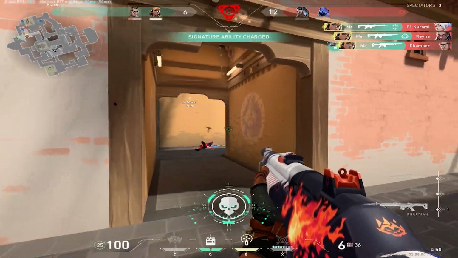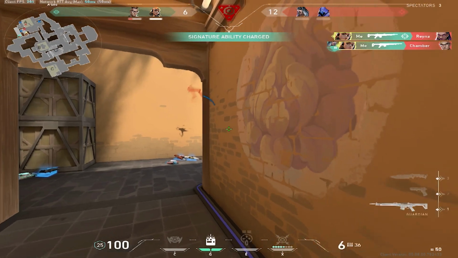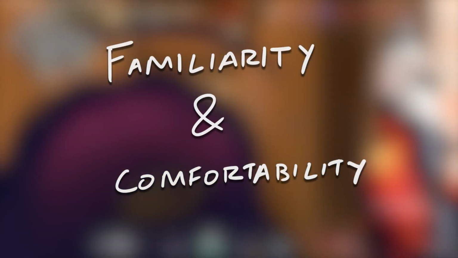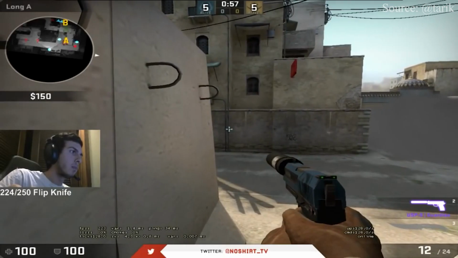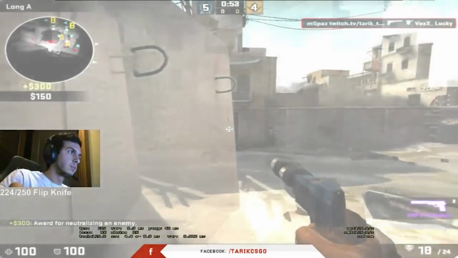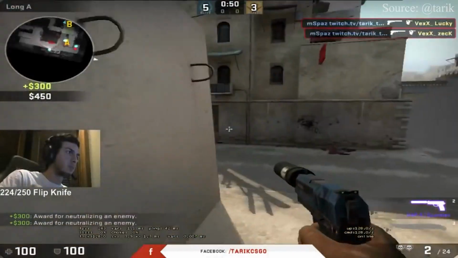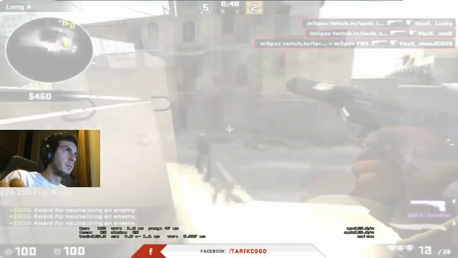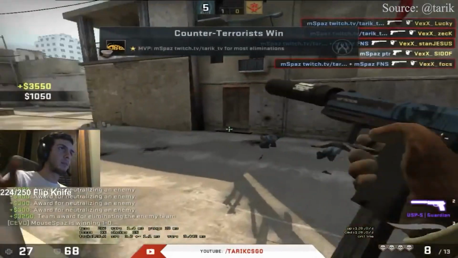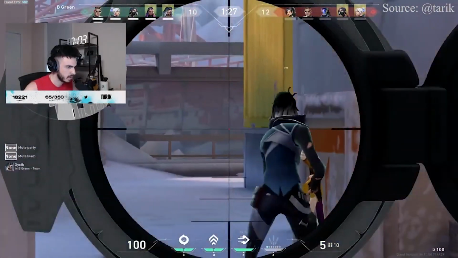I imagine that players who do play stretched do it for two main reasons. The first being for familiarity and comfortability. If you didn't know, many of the top tier pros and arguably a large chunk of the player base come from Counter-Strike, and many were used to playing stretched. Playing 4:3 could provide some mental advantage in the fact that they feel more at home when playing Valorant.